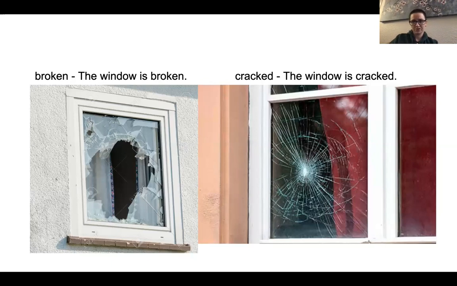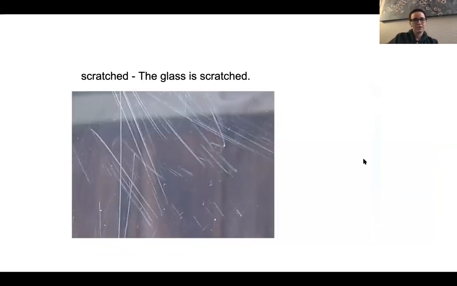Sliding glass doors. Scratched. The glass is scratched. So this is when something sharp has scratched your window. So something sharp has gone like this. Maybe an animal, maybe just something brushing up against it. So scratched is a little bit different from cracked.